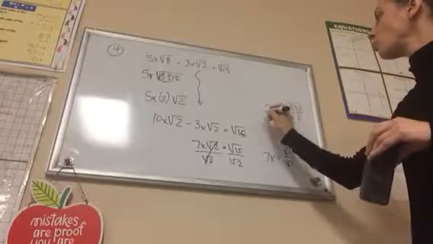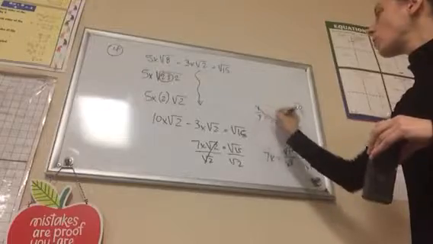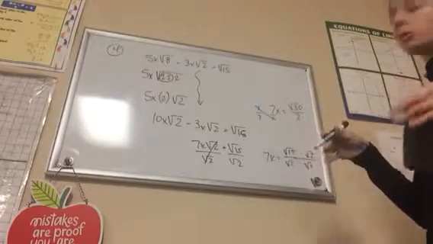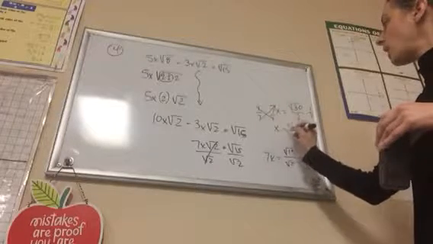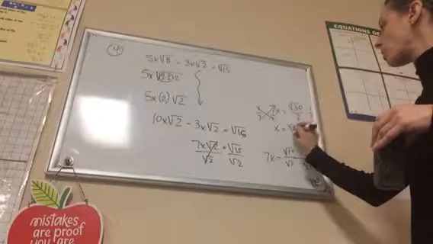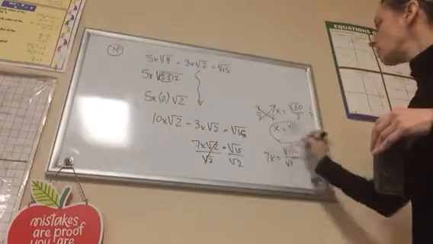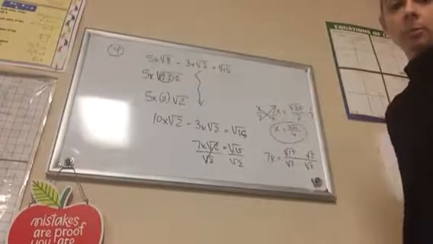Let's say 7 over 1 times 1 over 7. Multiply it times its reciprocal. And multiply times the reciprocal over here. So we get x equals square root of 30 over 14. And that's the final answer for number 4.